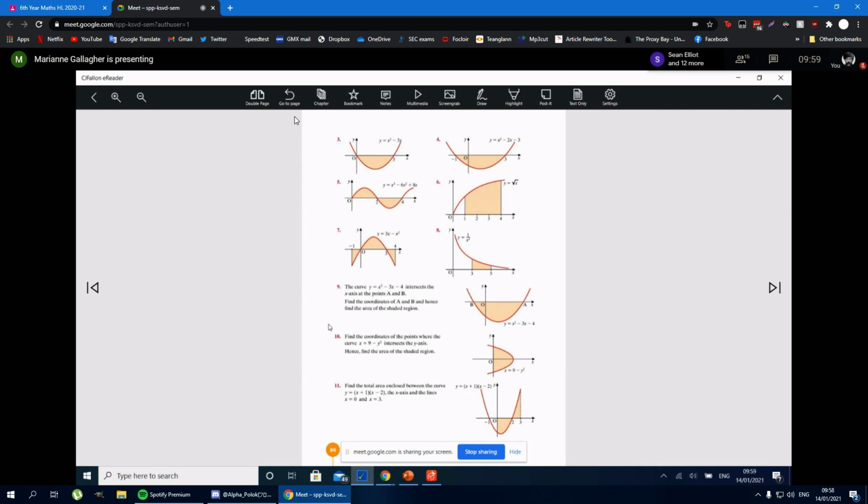And let's do 10 as well, just to get an example of when you're doing it in y. So 2, 4, 5, 7, 10. I'll put that up in Classroom now.